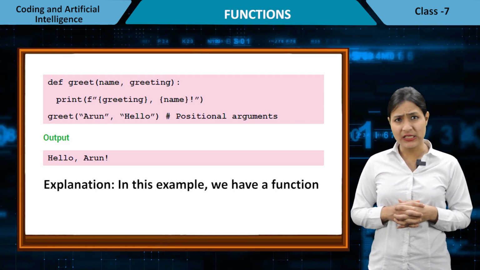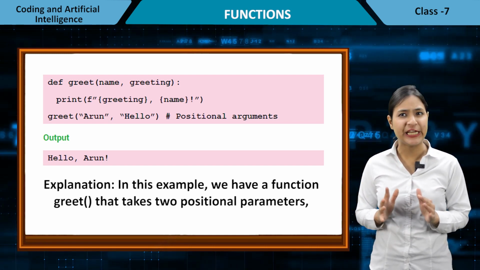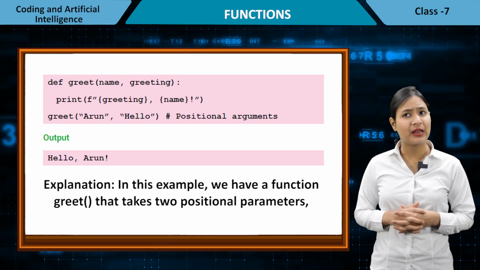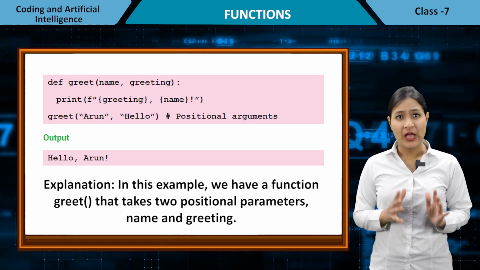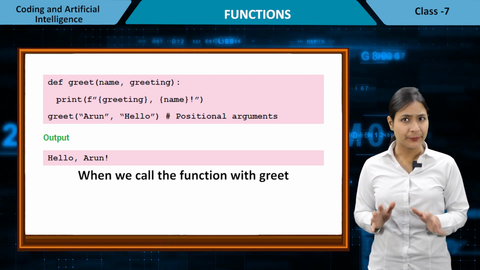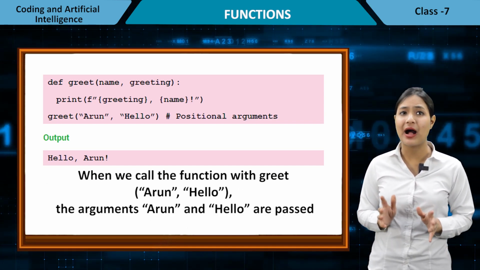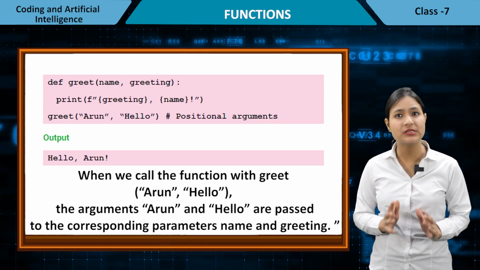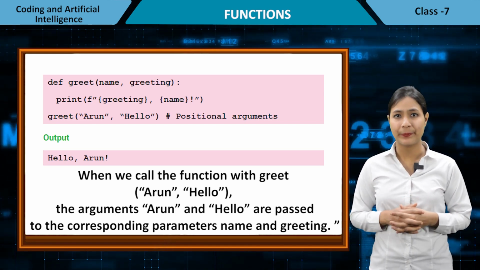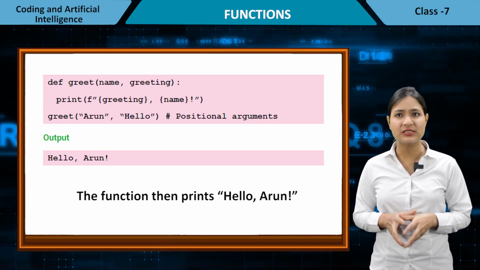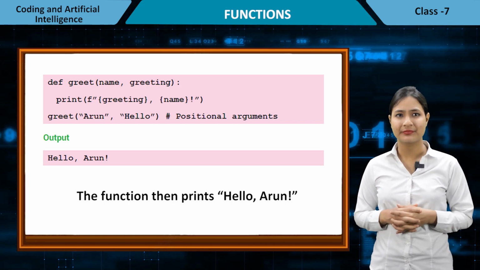Explanation. In this example, we have a function greet that takes two positional parameters, name and greeting. When we call the function with greet, Arun, hello, the arguments Arun and hello are passed to the corresponding parameters, name and greeting. The function then prints hello Arun.